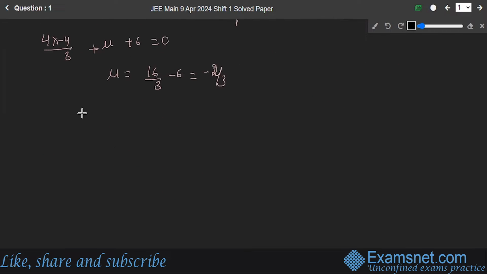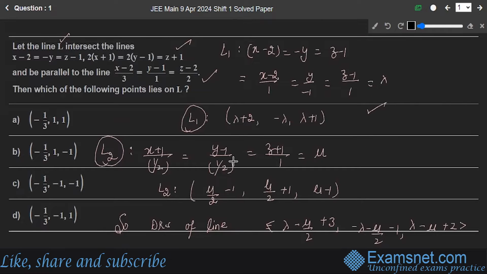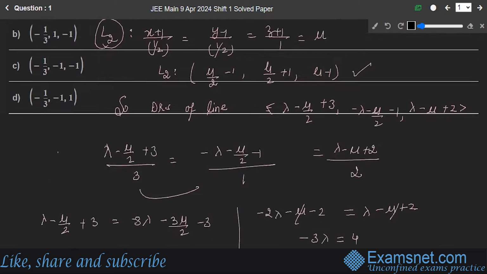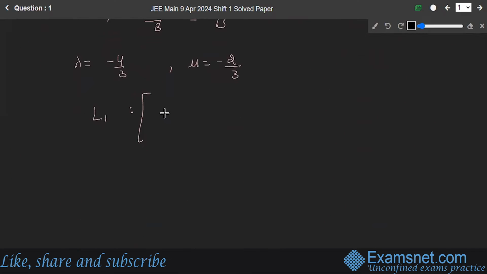So let's plot the points. Lambda was equal to minus 4 by 3. Mu was minus 2 by 3. So the point on L1, if you solve, was this point, and the point on L2 was given by this. So these two points will be given by 2 upon 3, 4 upon 3, minus 1 upon 3, and on the line L2, it will be given by minus 4 upon 3, 2 upon 3, and minus 5 upon 2.